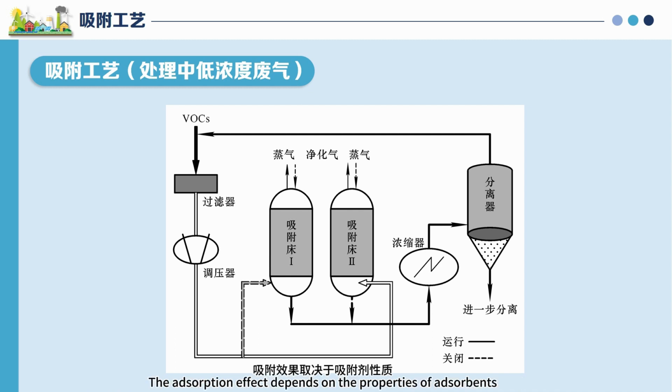The adsorption effect depends on the properties of adsorbents, VOx category, concentration, properties, and operation of the adsorption system, temperature, humidity, pressure and other factors. Under normal circumstances, unsaturated compounds are adsorbed more completely than saturated compounds. Cyclic compounds are easier to adsorb than substances with straight chain structure.